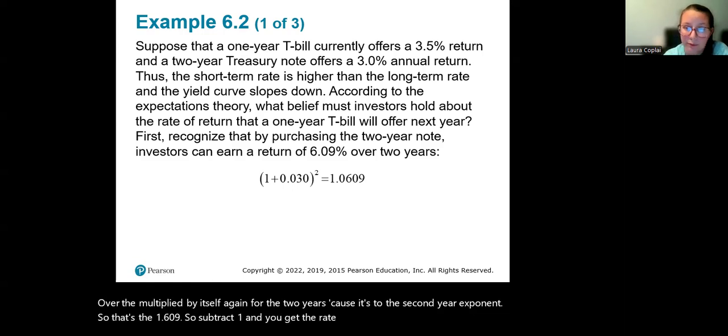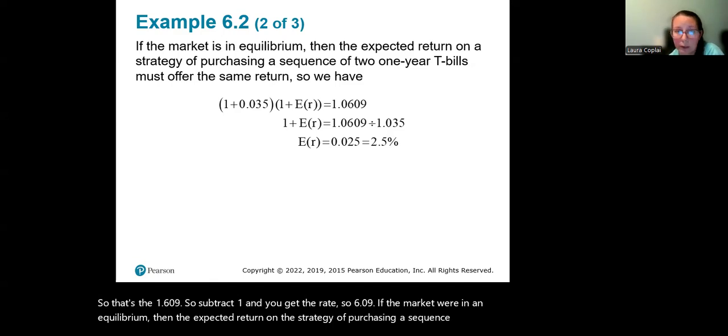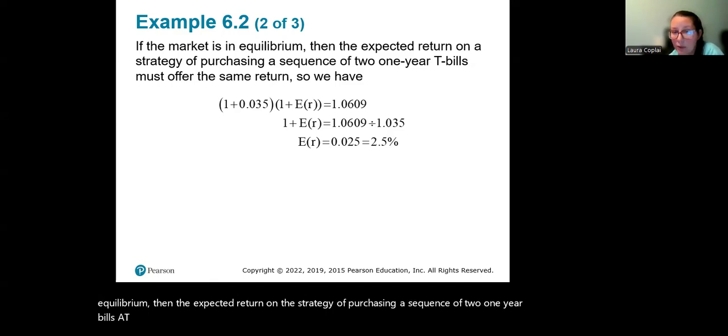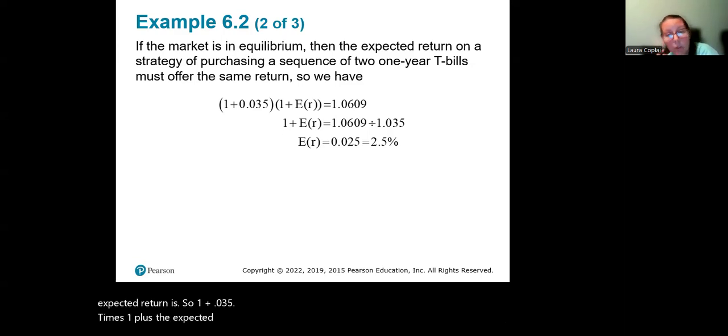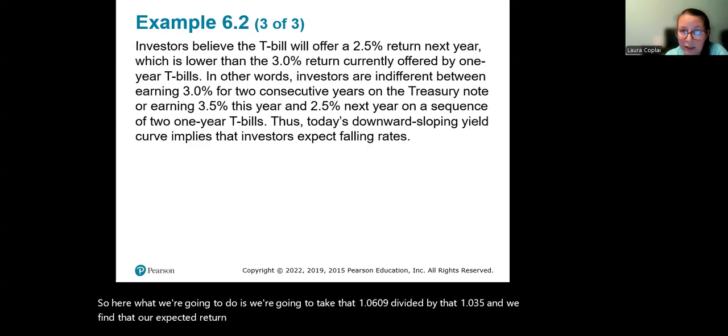So 6.09%. If the market were in equilibrium, then the expected return on the strategy of purchasing a sequence of 2 one year T-bills must offer the same return. With that, we can plug that in to find out what our expected return is. So 1 plus 0.035 times 1 plus the expected rate equals 1.0609. Here we take that 1.0609, divide it by 1.035, and we find that our expected return is 2.5%.